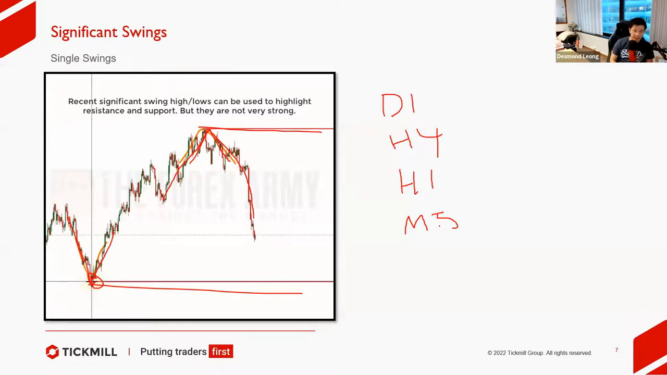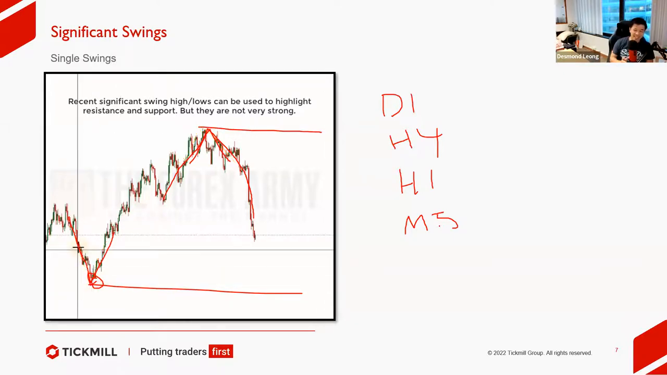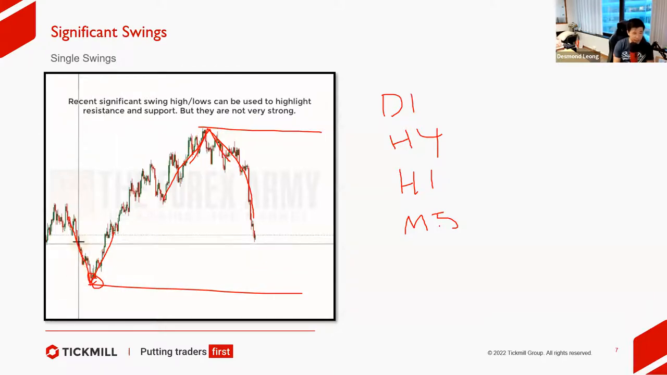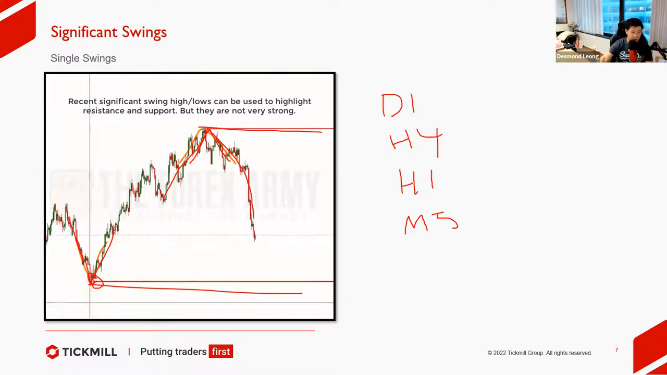To better explain this, the time frame doesn't matter. It doesn't matter whether it's the daily, H4, or H1 time frame. That's why I've prepared charts to give you a better picture. Yes, that's a really great answer: pattern matters, not so much time frame.